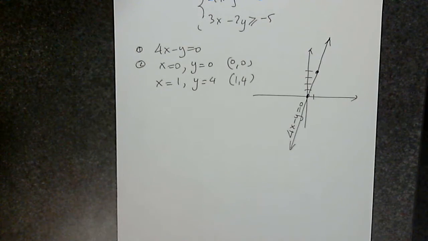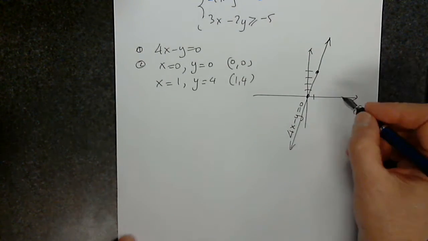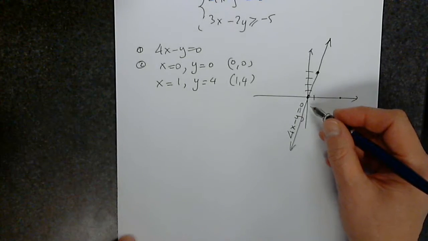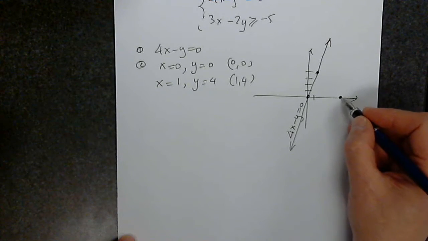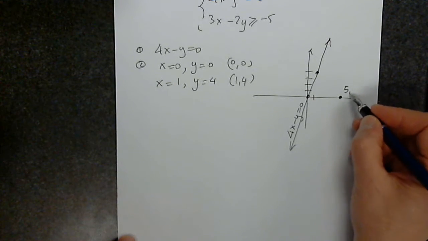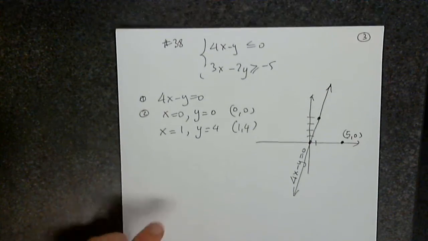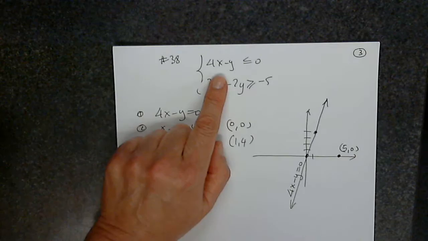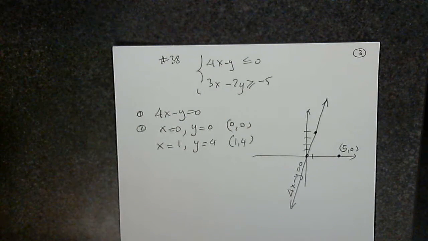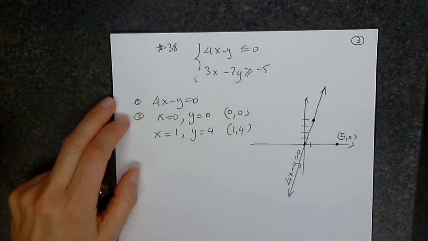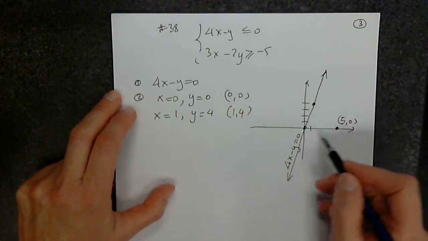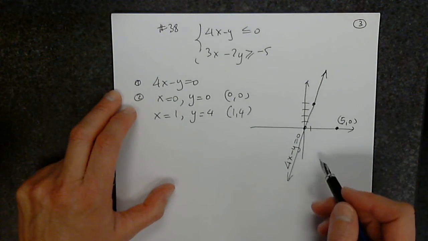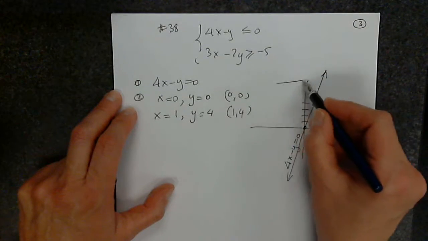Now I have to pick a point, and I would like to pick an easy point. I cannot pick the origin because it passes through the origin. I'm going to pick this point, 5, 0. What do I get on the left? 5 times 4 is 20. 20 minus 0 is 20. Is 20 less than or equal to 0? No. So I cannot choose this, right? I have to shade in the opposite.